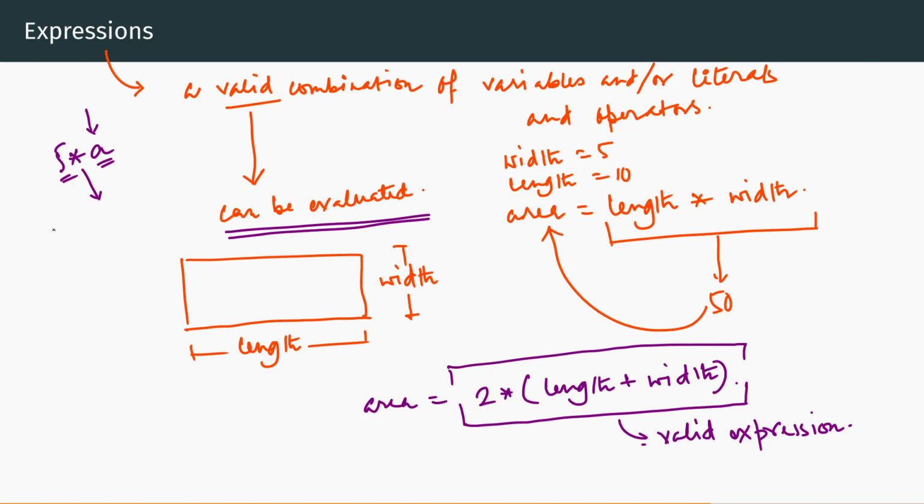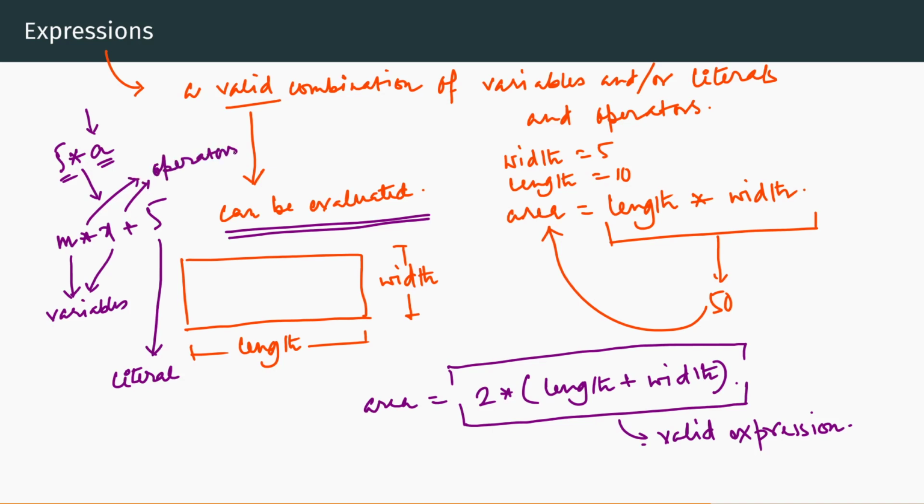So this is a literal, this is an operator, and this is a variable, right? Similarly, you can have things like m times x plus, let's say, 5. Again, this is a combination of variables such as m and x. These are variables. You also have literals, which is 5, and you have operators, multiplication and addition, right? So an expression is a combination of variables, literals, and operators.